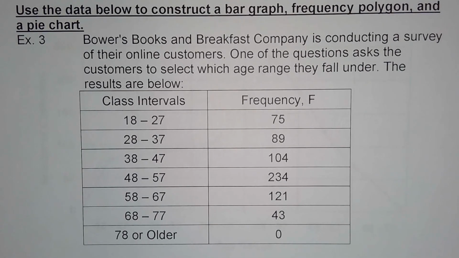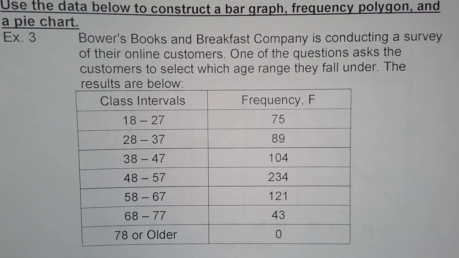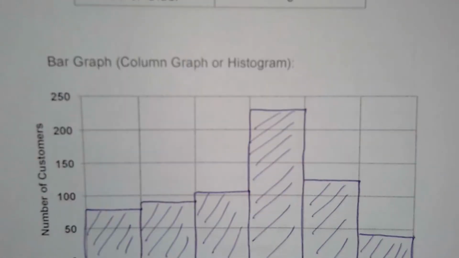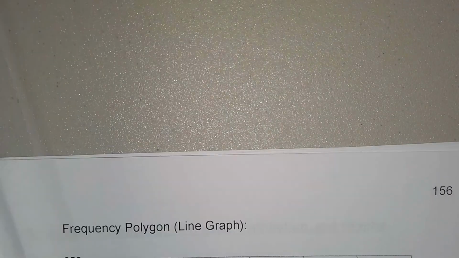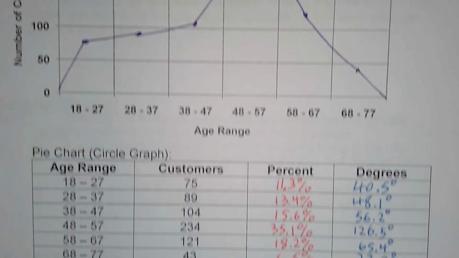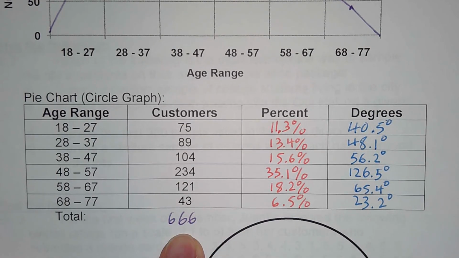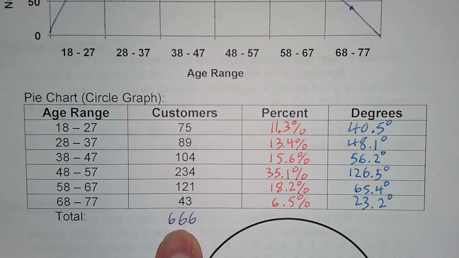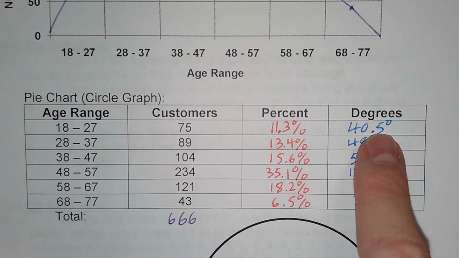Alright, so now that you've worked it out, again, the bar graph and the frequency polygons are pretty easy to do. You would just draw bars for each of those data values, and then go ahead and do your frequency polygon. The one that obviously takes a lot of work is doing the pie chart or circle graph. And so remember we're adding these numbers up to get a total of 666. I'm taking each of these numbers divided by 666, converting to a percent, and then multiplying by 360 to get the degrees.